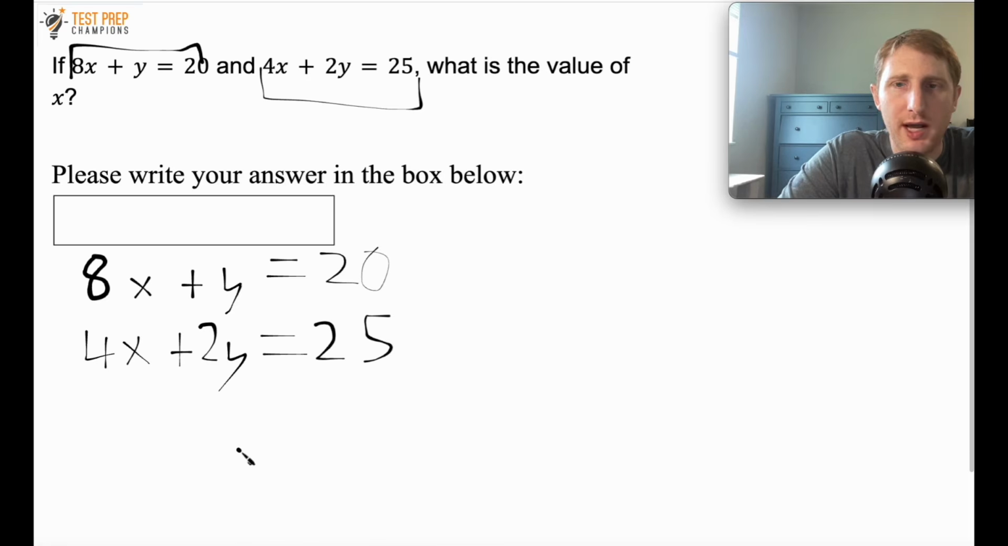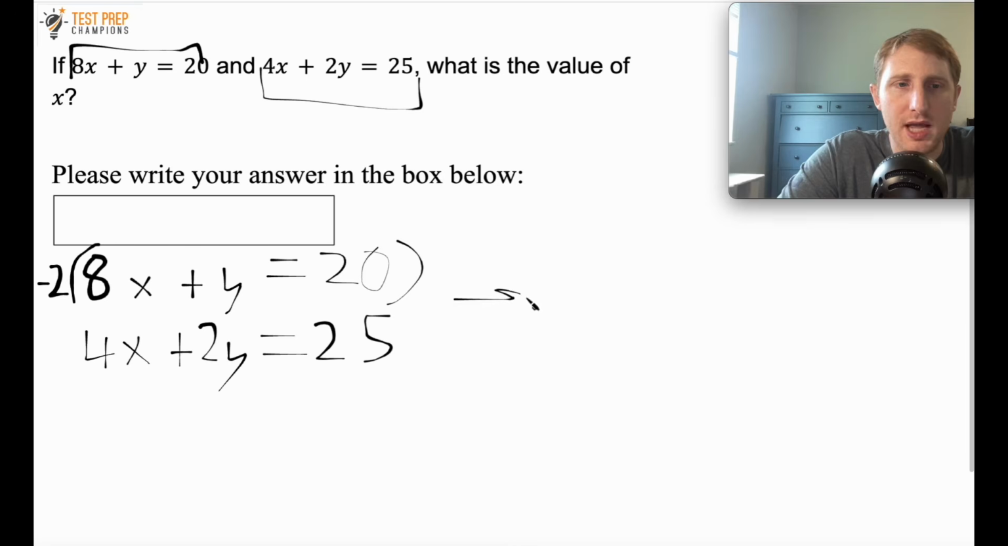So now I want to ask myself, since we're trying to find the value of x, can I make a change to one of these equations so that the y's will cancel out? I know that sounds pretty confusing, so let me just show you what I mean. If I look at the first equation up here, if instead of having a y I had negative 2y, the y's would cancel out because negative 2y plus 2y is 0, right? So what I'm going to do is multiply everything in the top equation by negative 2.